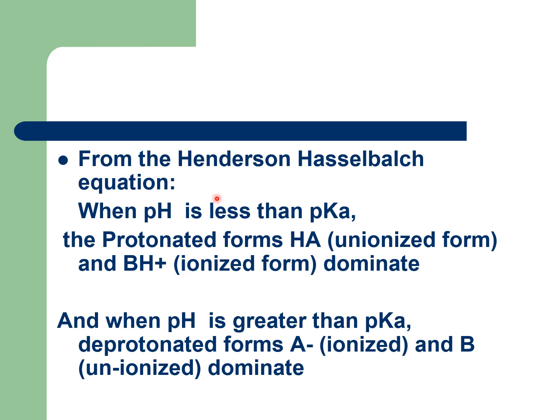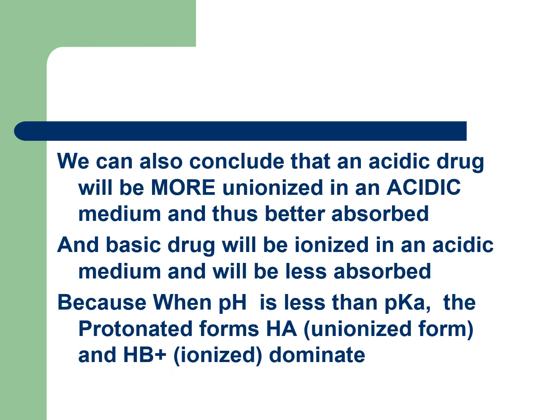So from the Henderson-Hasselbalch equation, when the pH is less than pK, the protonated form of the acid, which is unionized, and the protonated, ionized form of the base dominate. And if the pH is greater than pK, then the deprotonated forms of the acid and base dominate. In other words, an acidic drug will be more unionized in an acidic medium, thus better absorbed, and a basic drug would be ionized in an acidic medium and less absorbable.